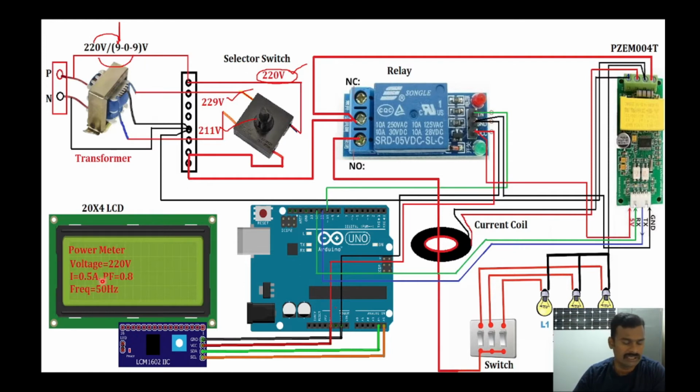And here the LCD will be displaying all the parameters. In a normal operating condition, voltage, current, frequency, power factor, everything will be displayed. Under faulty condition, it will display what is the type of fault and how much current or how much voltage came across during that fault. So that will be displayed. Until you reset, the system will be in off condition. So this is the overall idea of this project.